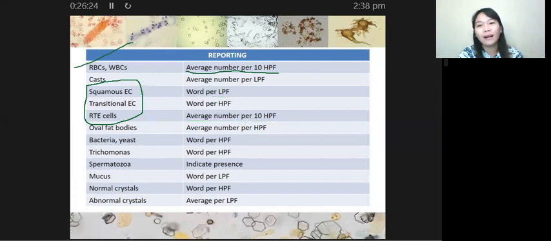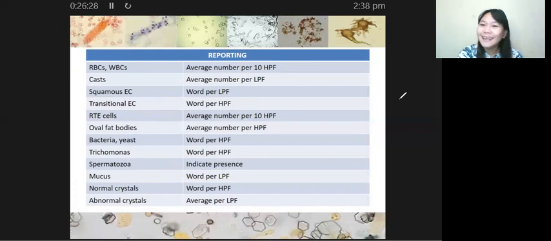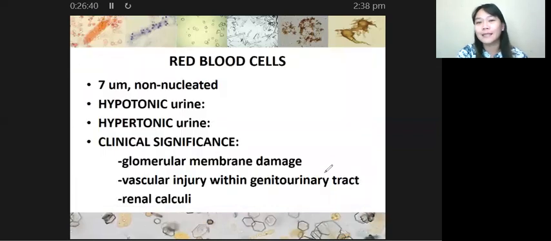Now, we have to be ready for the different sediments that we are able to see in your urine sample. Okay, so ito na. Ito na ang mga sediments na pwede po nating makita sa microscope. Okay, starting off with our valedictorian. First honor, we have your red blood cells.